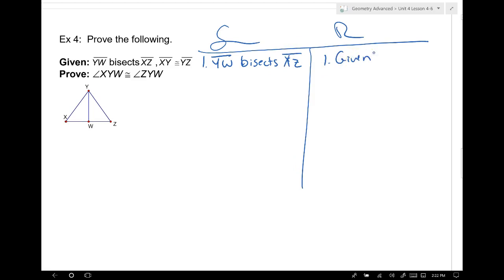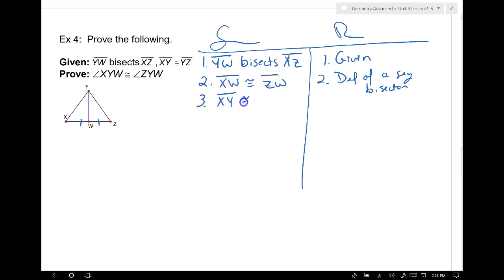If I give you a segment bisector, what do you guys give me? Two congruent segments. Which two? Yep, XW and ZW, right? There's my two congruent segments. Definition of a segment bisector. Awesome. Now what? Yeah, we're going to go back to our given. So I got segment XY is congruent to segment YZ. That's given. Going to put it on here.